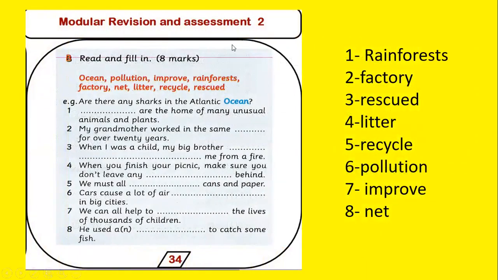Here we have some sentences, and we need to use the correct word in the sentence. Here, are there any sharks in the Atlantic Ocean? So the word ocean is a big C. Number 1, dots are the home of many unusual animals and plants. What are these? These are rainforests. So number 1 is rainforests.